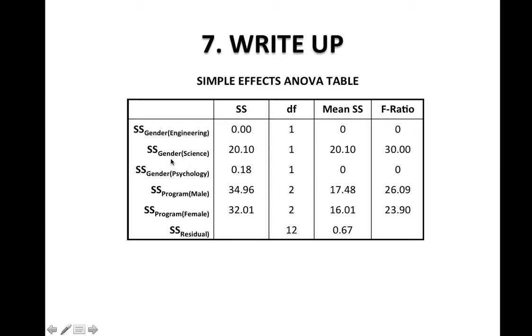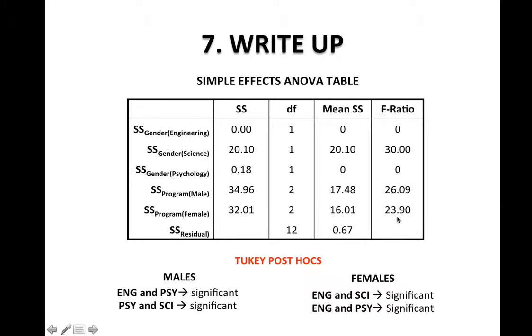When we looked at differences in gender for science students, we got an F ratio of 30. And when we looked at the difference in gender for psychology students, again we had an F ratio of about 0. This time when we looked at the difference by program for male students, we had an F ratio of 26.09. And for female students, we also had a large F of 23.9. So again, this value here and these two here exceed the critical value for 1 and 12 and 2 and 12 degrees of freedom.